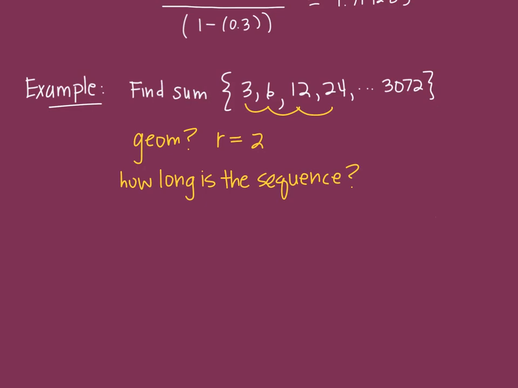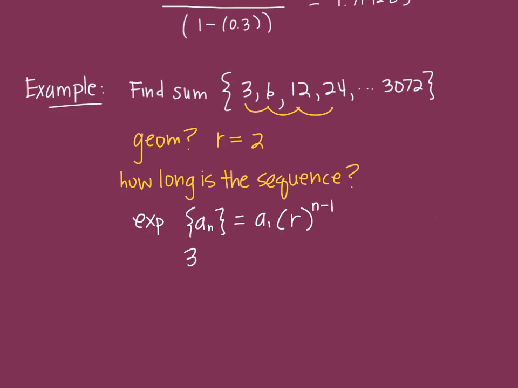How long is this? Now you could do it by hand, and you could just sit there and do 3 times 2 is 6, 6 times 2 is 12, 12 times 2 is 24, 24 times 2 is 48, and you could just keep going and going until you get to 3072 and just keep track. That's one way. Probably a more elegant way is to set up the explicit formula. So the explicit formula says the nth term would be equal to a sub 1 times r to the n minus 1.